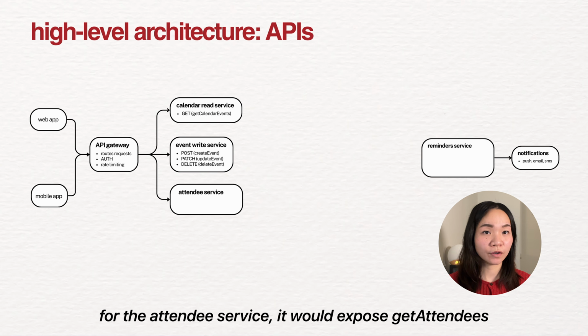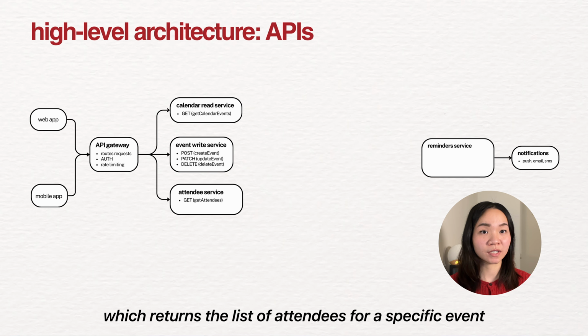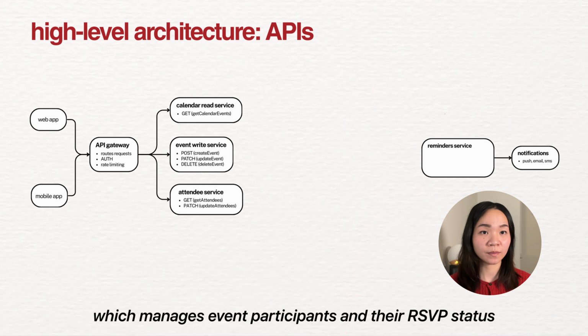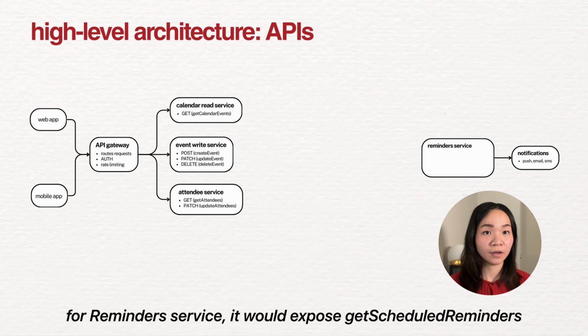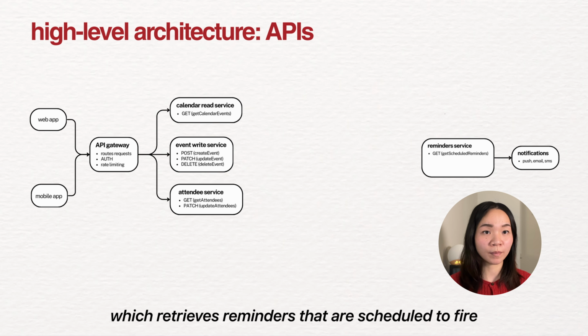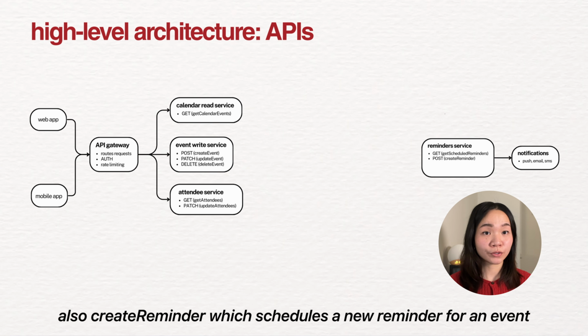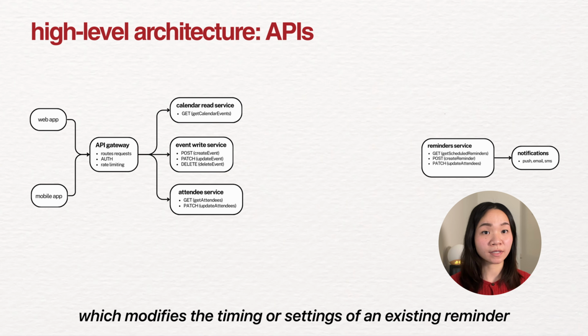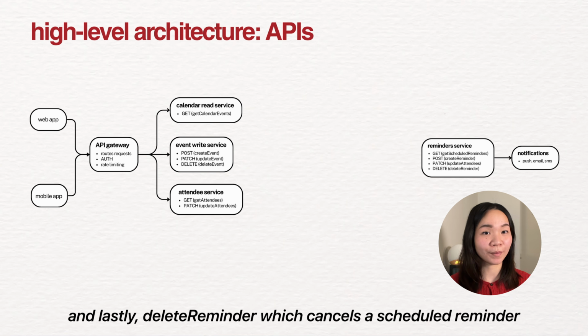For the attendee service, it would expose get attendees, which returns a list of attendees for a specific event. Also update attendees, which manages event participants and their RSVP status. For the reminder service, it would expose get scheduled reminders, which retrieves reminders that are scheduled to fire. Also create reminder, which schedules a new reminder for an event. Next, we have update reminder, which modifies the timing or settings of an existing reminder. And lastly, we have delete reminder, which cancels a scheduled reminder.